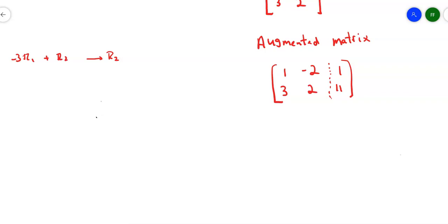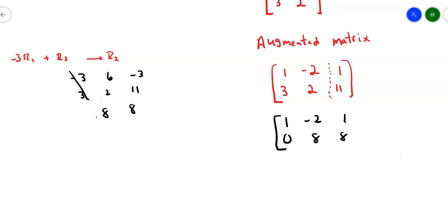So let's try that. Let's take the first row and multiply it by -3. So I get -3. -2 times -3 is +6. 1 times -3 is -3. The bottom row remains 3, 2, 11, and now add them together. Those go away. 6 plus 2 is 8. 11 minus 3 is 8. So my next row, remember we are only putting this in row 2, so row 1 stays the same. Row 2 becomes 0, 8, 8.